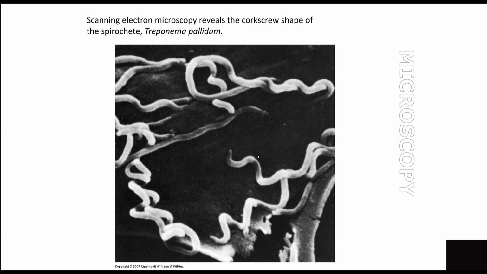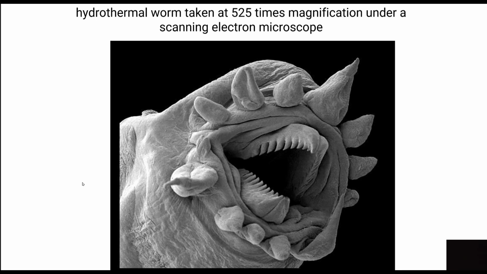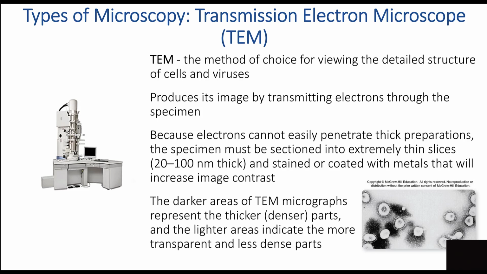Here's Treponema pallidum that was prepared and pushed through a filter onto filter paper that you could see under the scanning, and you can see this corkscrew type of organism. This one causes syphilis. And of course, under certain types, hydrothermal worms, you look at the detail. It's just amazing, the forms of life and what nature has, even at the nanoscale. It's just incredible. Now we'll shift gears again with transmission microscopes.